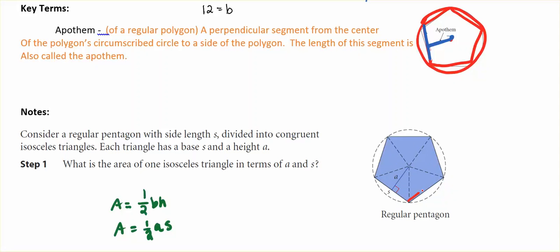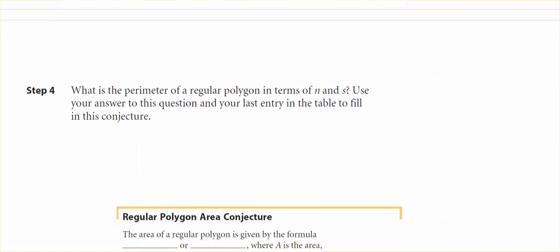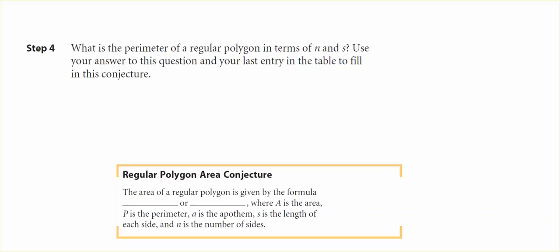So if this is s, and this is s, and this is s, and this is s, we have n sides of length s for the perimeter of this. So the question is, what is the perimeter of a regular polygon in terms of n and s? It's n, the number of sides, times s, the length of the side.